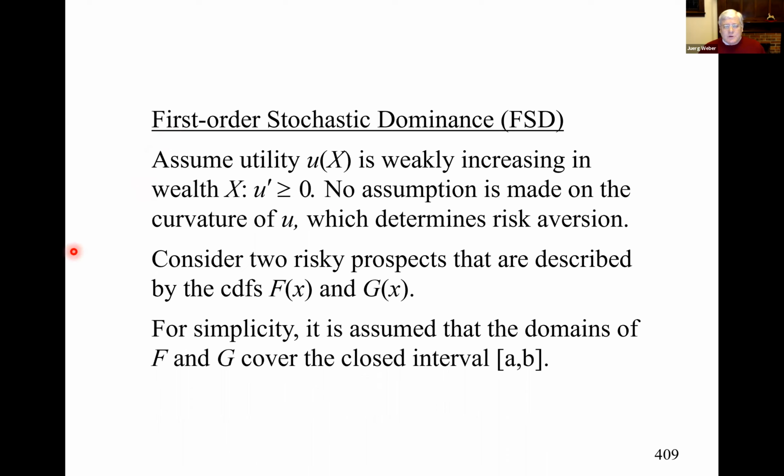So let's now look at two risky prospects, and they are described by the following cumulative distribution functions, F and G. We assume that the domain of F and G is a closed interval, so it does not go up to plus infinity and down to negative infinity. We cut it off and just look at an interval from a to b. That makes the analysis a bit easier.